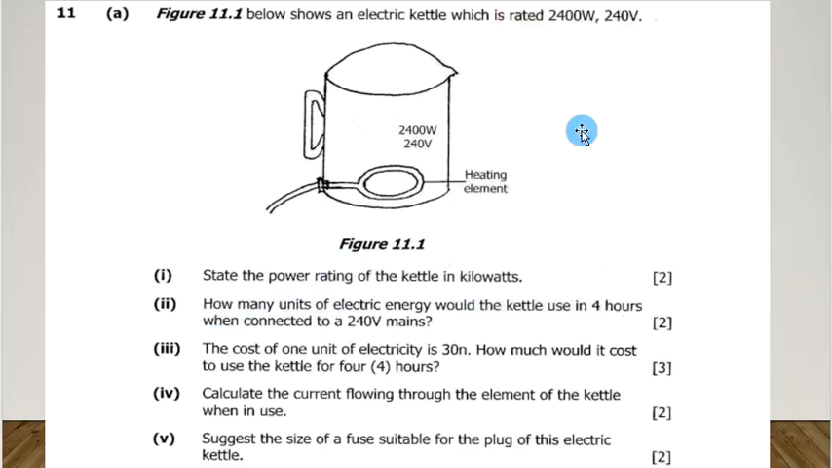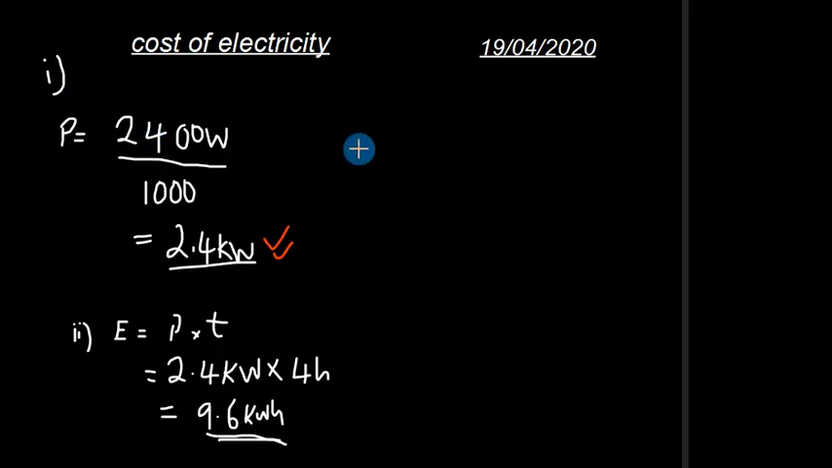Okay, so we go to question 3. The cost of 1 unit of electricity is stated. How much would it cost to use the kettle for 4 hours? See, it's unfolding very well. By the way, if you do that, I give you your 2 marks. 1 mark for correct substitution, 1 mark for correct answer.